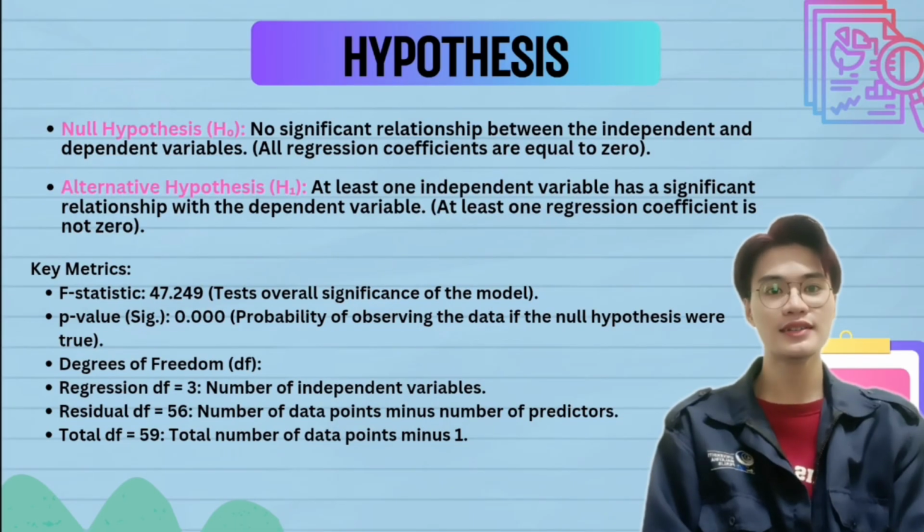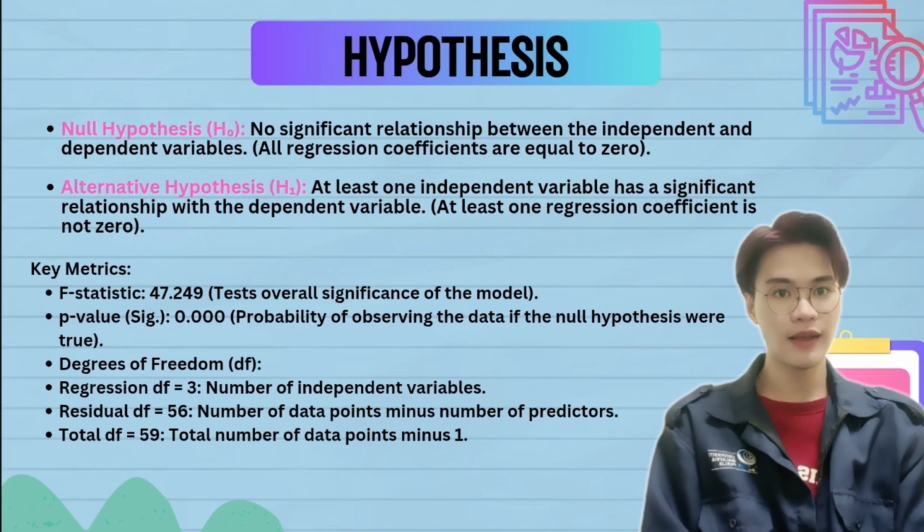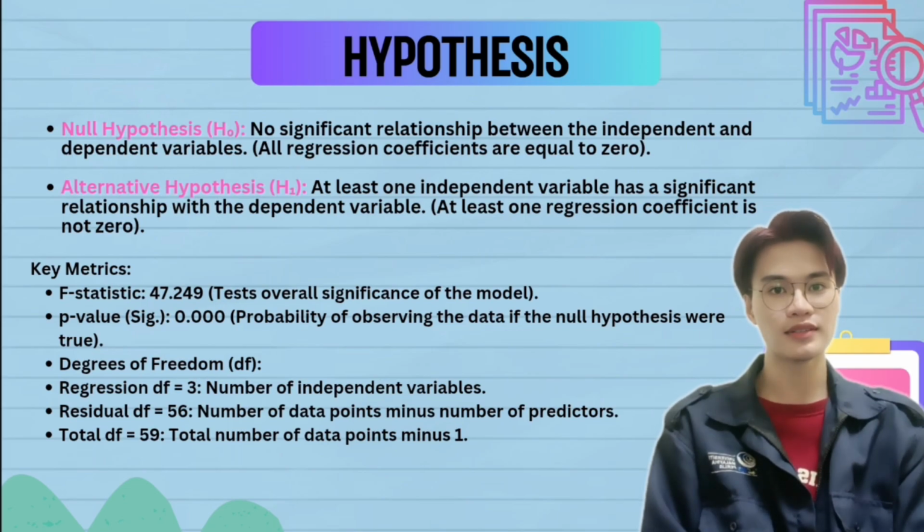For the hypothesis, the null hypothesis H0 posits that there is no significant relationship between the independent variables and the dependent variable, meaning all regression coefficients are 0. The alternative hypothesis H1 suggests that at least one independent variable has a significant effect on the dependent variable. The F statistic is 47.249 and the p-value is 0.0. Given the p-value is less than the significance level of 0.05, we reject the null hypothesis.